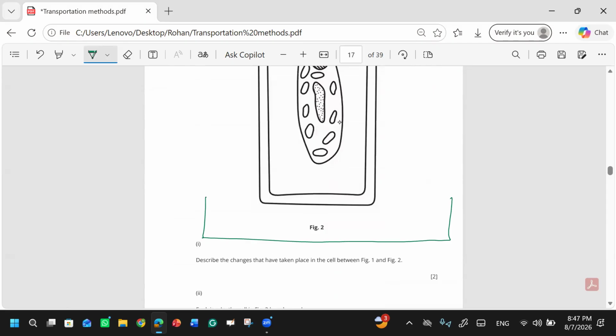In which solution will we place it so that its vacuole size is increased, so there is more water in the vacuole? Now think about it. What should be the solution from where the water will move inside? There should be more water outside, and then it should move inside. There is more water in this solution and less in the cell, so water will go inside. This is very simple, right?